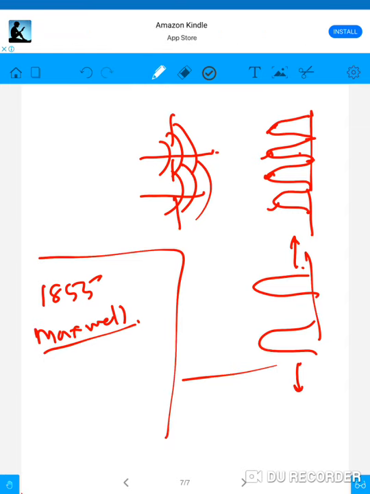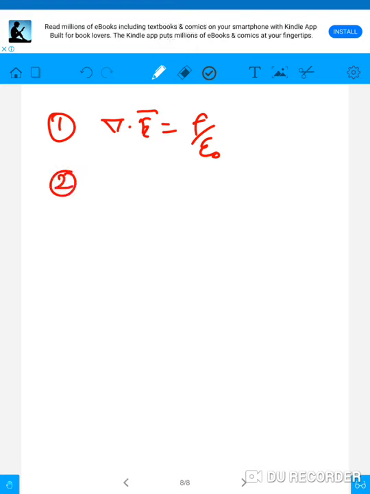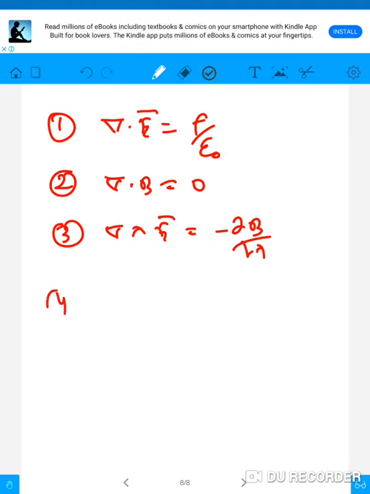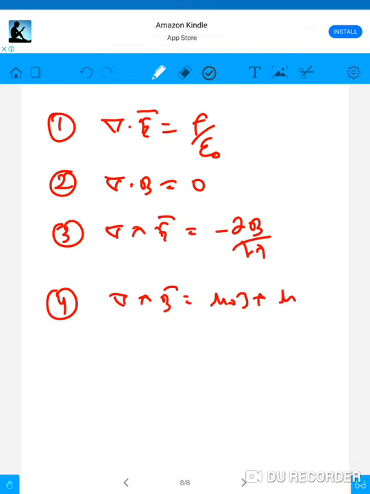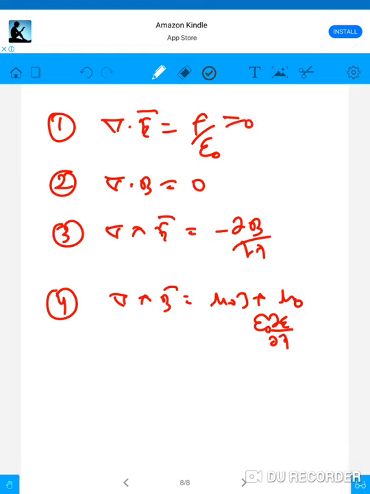He used four equations, his Maxwell equations. The first equation is Gauss law of electrostatics, which is del dot E is equal to rho upon epsilon naught. Second equation is del dot B is equal to 0. Third equation is del cross E is equal to minus del B by del t, and the fourth equation is del cross B is equal to mu naught J plus mu naught epsilon naught del E by del t. Now mu naught and epsilon naught are constants defined for vacuum, and in vacuum rho is equal to 0 and J is also 0.